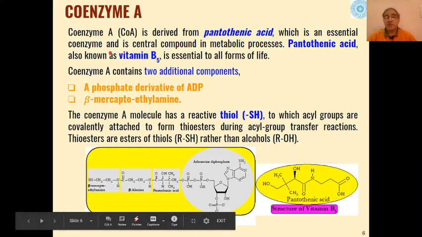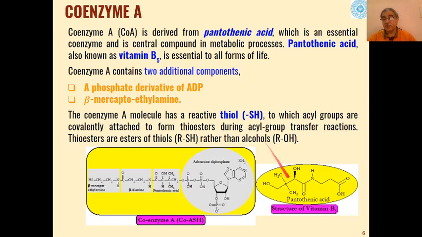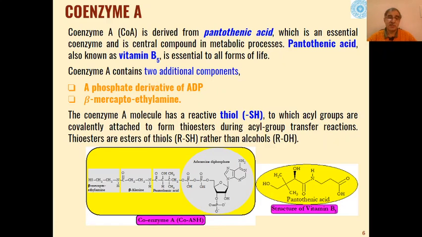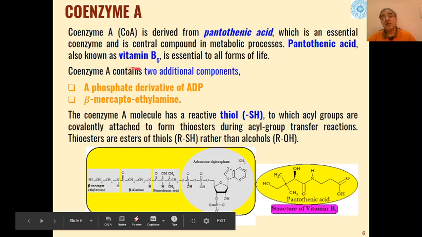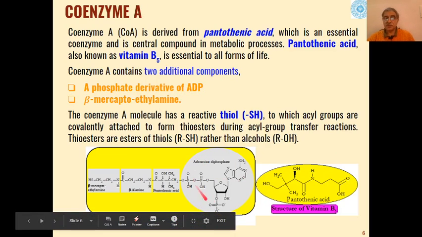Now, coenzyme A is derived from pantothenic acid, which is also known as vitamin B5. So this is the structure for vitamin B5, pantothenic acid, and this pantothenic acid is part of coenzyme A. And in addition to pantothenic acid, we have two additional components present in the coenzyme A. One is a phosphate derivative of ADP, adenosine diphosphate. So this is the structure of the phosphate derivative of ADP.